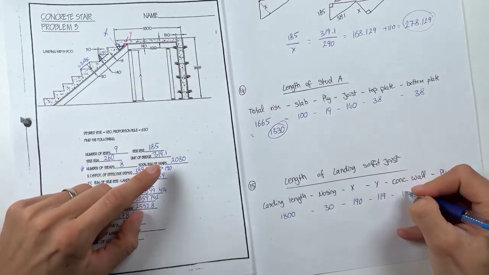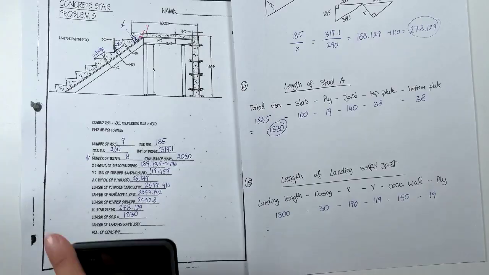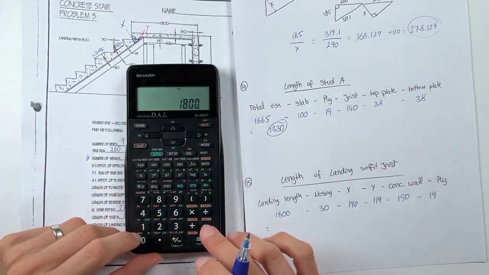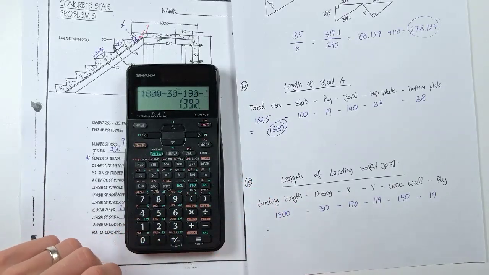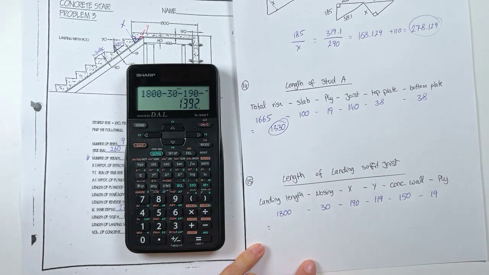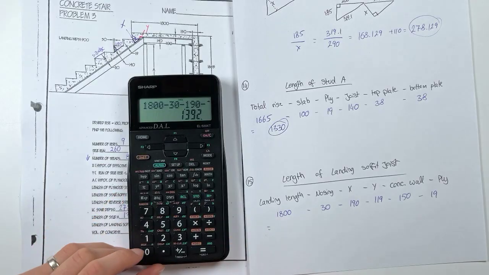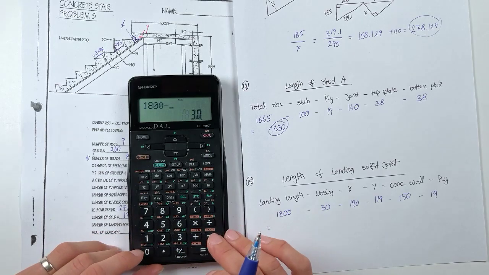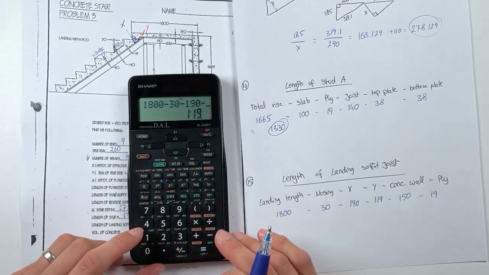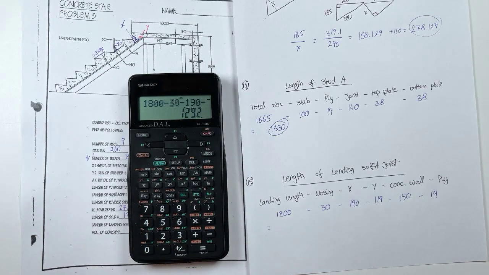Concrete wall, 150, and the ply of 19. Okay, so 1800 minus 30 minus 190 minus 119 minus 150 minus 19. I got a different number earlier. One more time. 1800 minus 30 minus 190 minus 119 minus 150 minus 19. Aha! I obviously missed a number.